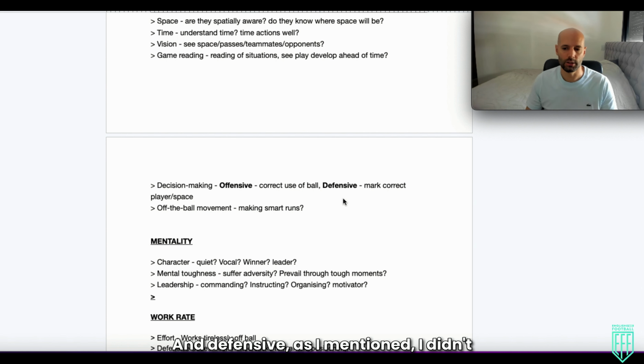And defensive, as I mentioned, I didn't quite separate those two, but I think you got it. Off the ball movement. Do they make smart runs? What is their movement like off the ball? Are they just taking space? Are they scanning? What are they doing when they're not with the ball? Are they just occupying a position, rest defense, etc.?